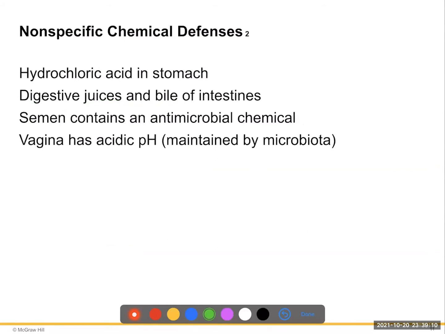Hydrochloric acid in the stomach dissolves any pathogens in there. It's very nonspecific. It doesn't bind a specific antigen or surface receptor. It just kills whatever's there. Digestive enzymes and bile in the intestines. Semen contains an antimicrobial chemical to fight off bacterial infections. The vagina has a very acidic pH, maintained by the normal microbiota of the area.